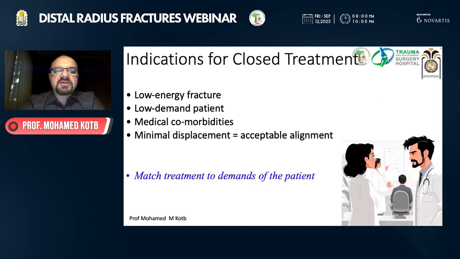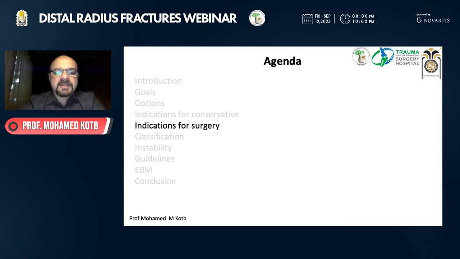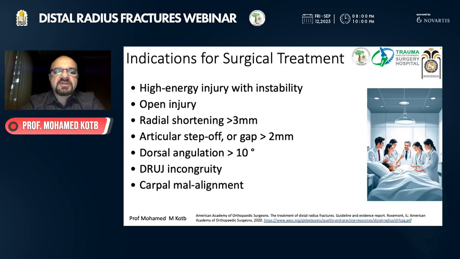What are the indications for conservation? The low energy fracture, low demand patient, medical comorbidities, minimal displacement with acceptable alignment. So you should match your treatment to the demands of your patient. And what are the indications for surgery? The high energy with instability, open fracture, radial shortening more than 3 millimeter, articular step off or gap more than 2 millimeter, dorsal angulation more than 10 degrees, DRUJ incongruity, and carpal malalignment. These are the indications for conservative and operative management according to the American Academy of Orthopedic Surgeons.